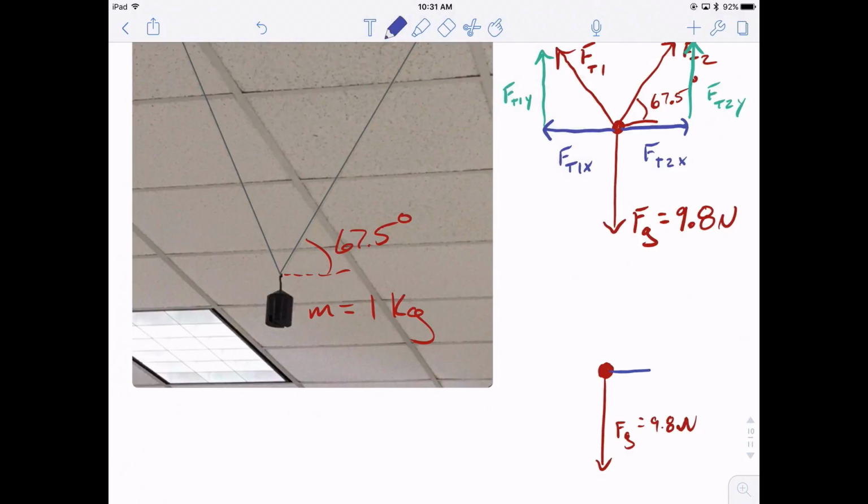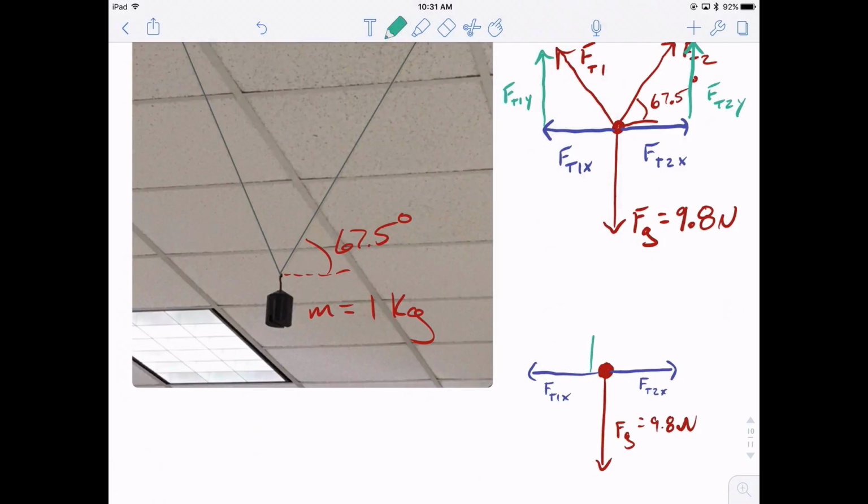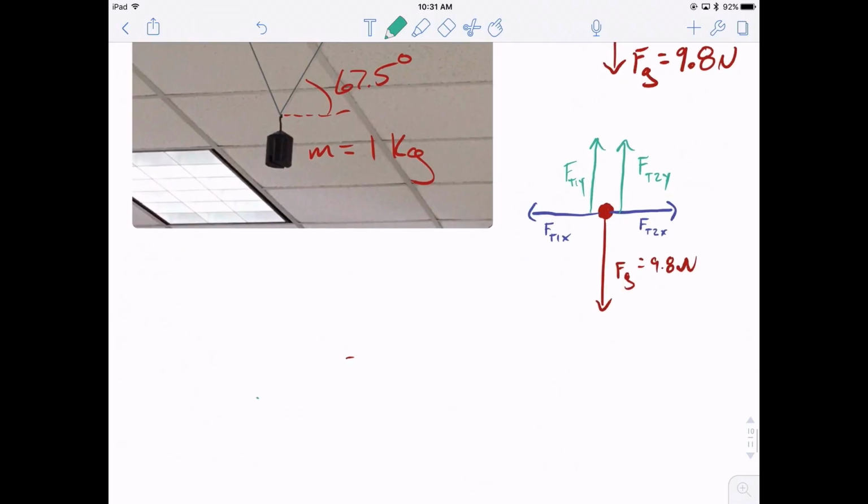Then what we're going to do is draw this one. So force of tension rope 2 in the X. Force of tension rope 1 in the X. And now take a look. We have force of tension rope 1 in the Y. Force of tension rope 2 in the Y. Now when I redraw it like that, does it make things a little bit simpler to see what's going on?